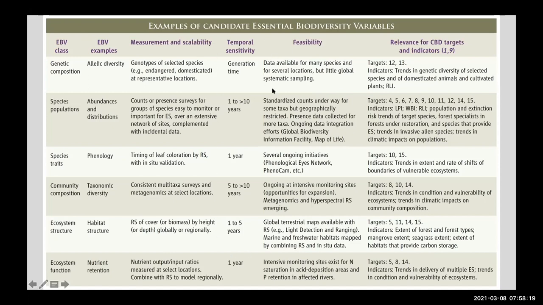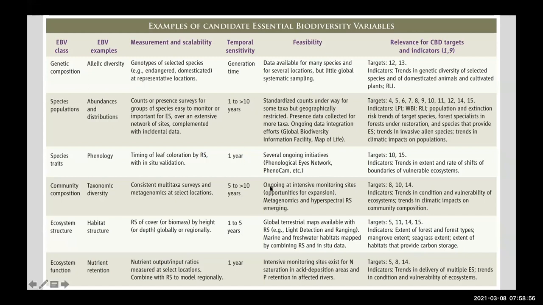The temporal sensitivity of the variables, how feasible they are, and then also what are they relevant to in the Convention on Biological Diversity, which is kind of the overall international commitment to these questions, at least at the country level. A lot of us are committed to these questions because we're fascinated and interested in them. But countries get interested because of the CBD.